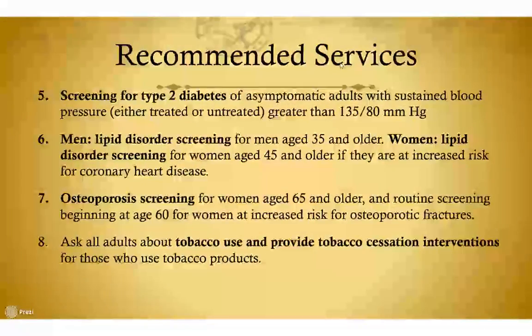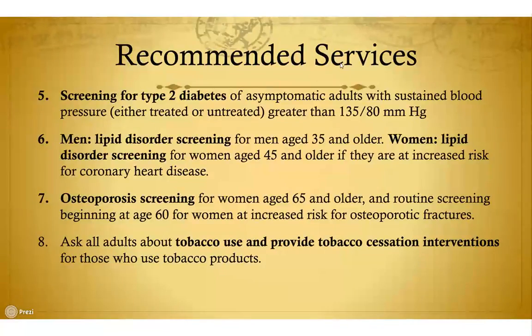Screening for type 2 diabetes, even if you're asymptomatic, but especially if you're asymptomatic and have sustained high blood pressure. For men, lipid screening if you're 35 and older. Women, that starts at 45 and older, and only if they're at an increased risk for heart disease. Osteoporosis screening for women 65 and older, and routine women beginning at age 60 if you have increased risk for osteoporosis or osteoporotic fractures. Always ask adults about tobacco use and provide information about cessation interventions for those who do use tobacco.